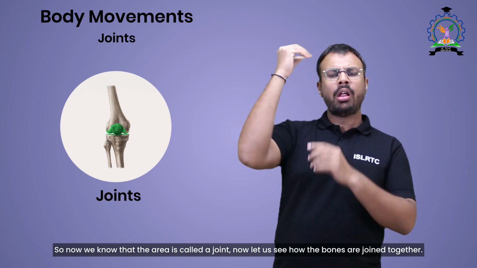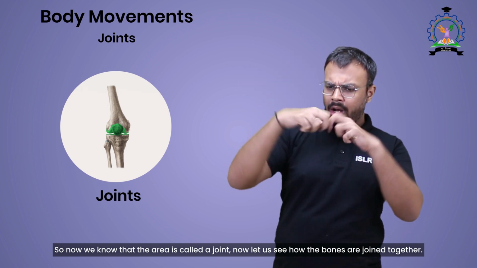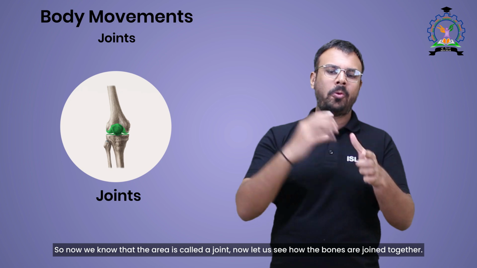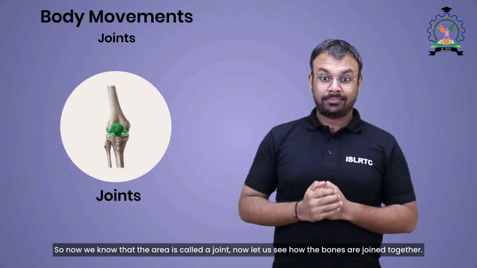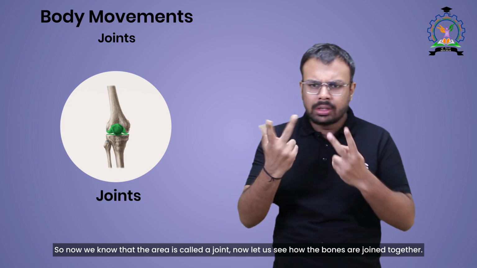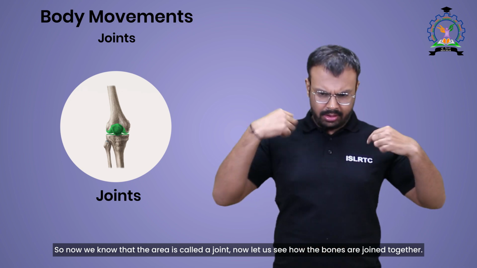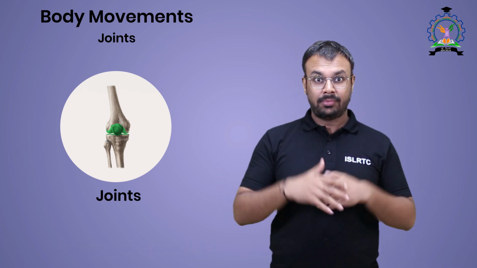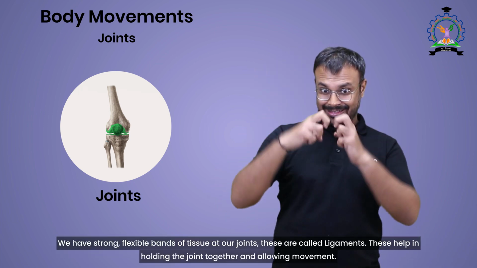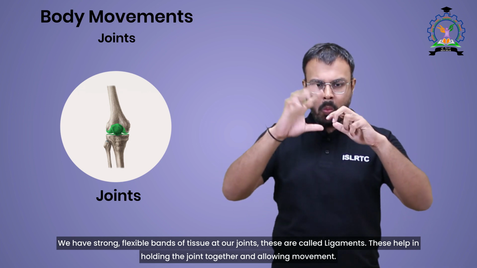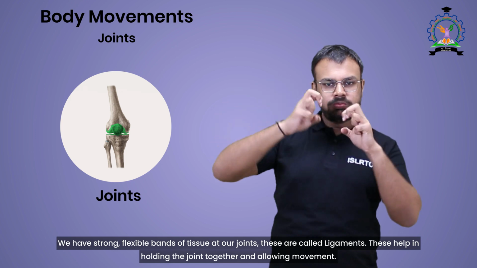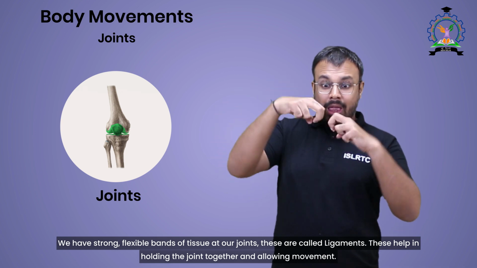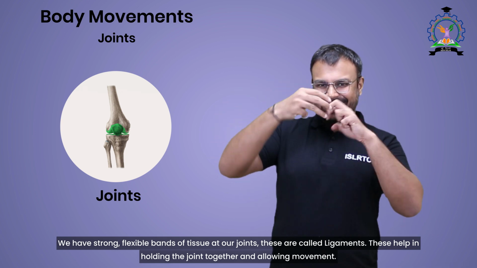So now we know that the area is called a joint. Now let us see how the bones are joined together. We have strong, flexible bands of tissue at our joints. These are called ligaments. These help in holding the joint together and allowing movement.